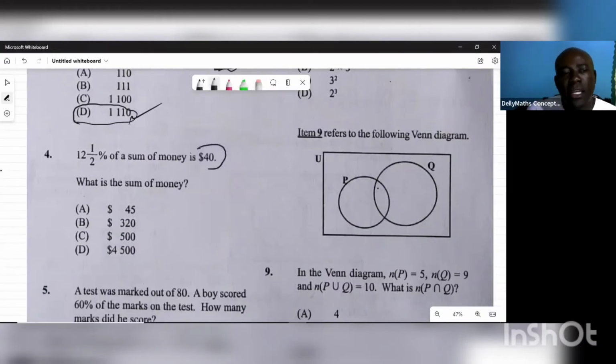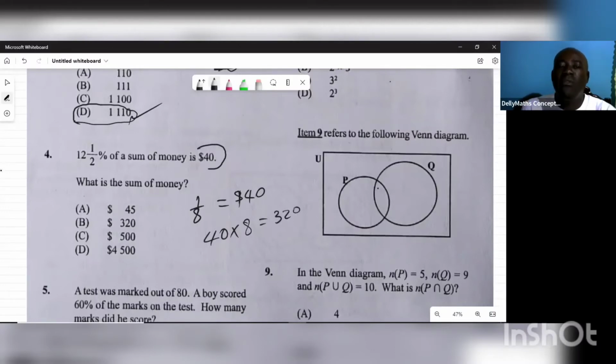Remember, we said that 12.5% is 1/8. Therefore, we are being told that 1/8 equals $40. So if 1/8 is equal to $40, that means the total sum would be 40 times 8. Because I have 1 out of the 8, if I need the entire thing, I need 8. So 8 times 40 gives us $320 right there. Still no calculator yet, because we are utilizing some skills.